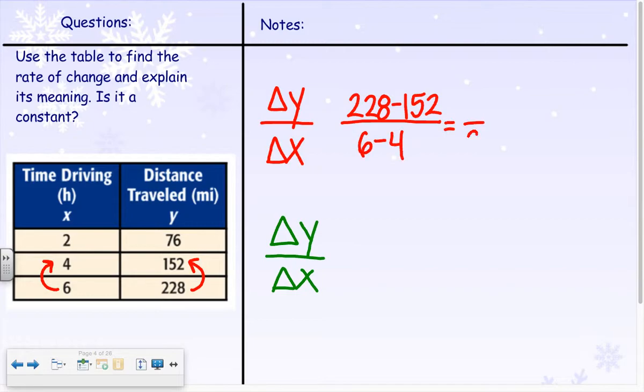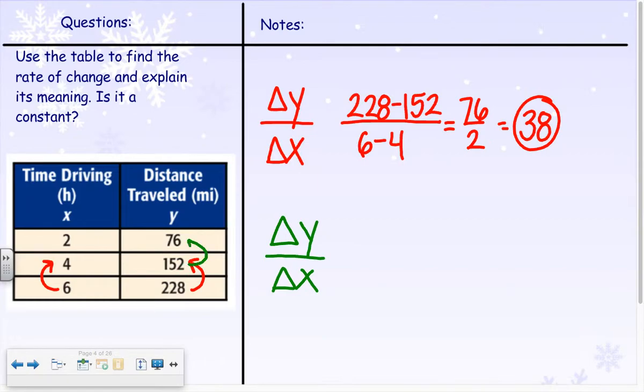So 6 minus 4 is 2. And then 228 minus 152 is 76. So 76 divided by 2 is 38. So that would mean we could travel 38 miles in an hour. All right, now let's go to the next time period.